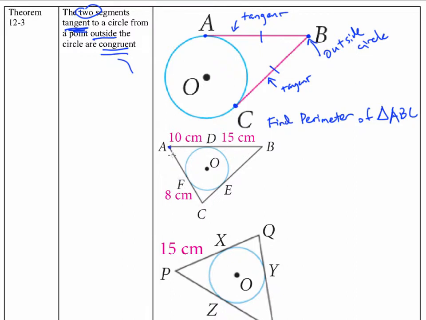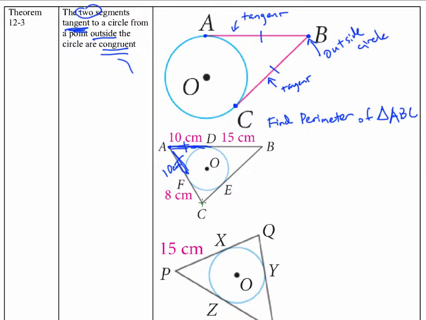I've got this point A outside the circle, and look, he's got this tangent line, AD, and this tangent line, AF. They're both tangent, and the problem will tell you, you can assume that they are tangent. So if they're both tangent, they're both coming from A, then I can say that this is going to this, and therefore this must be 10 centimeters as well.